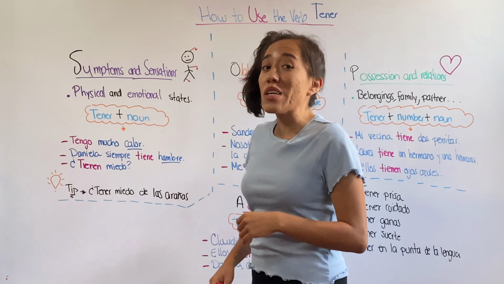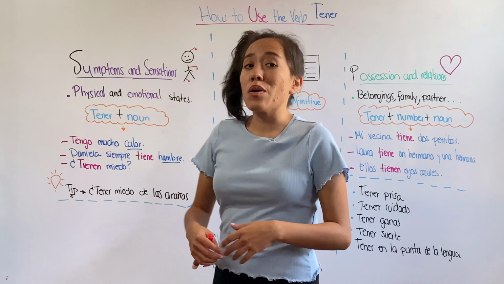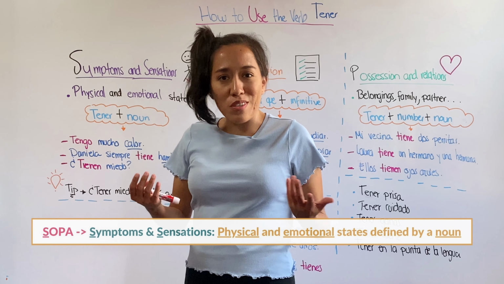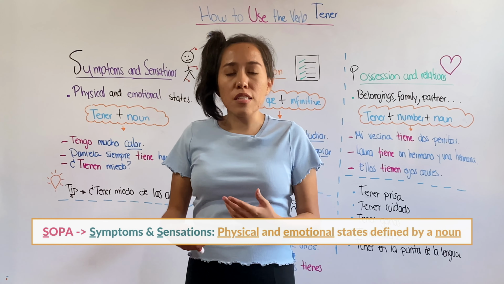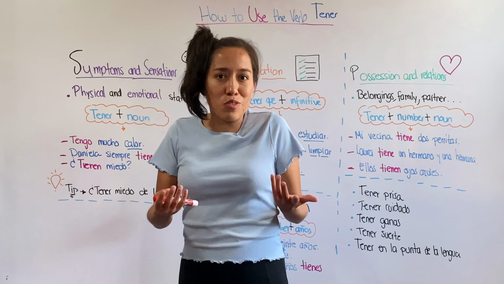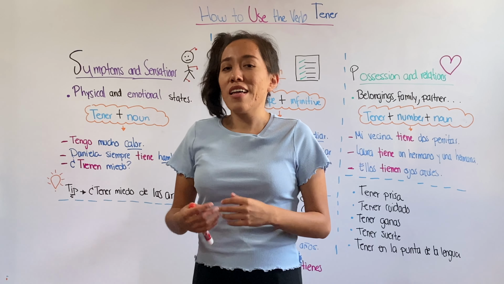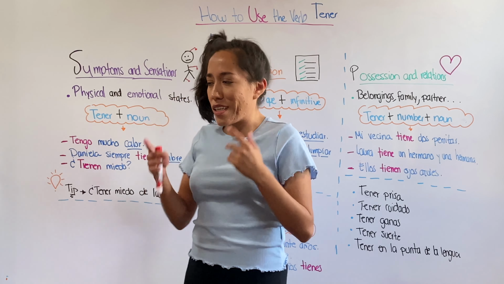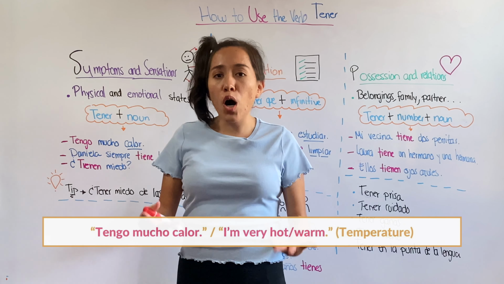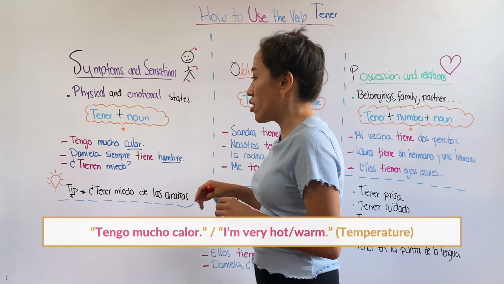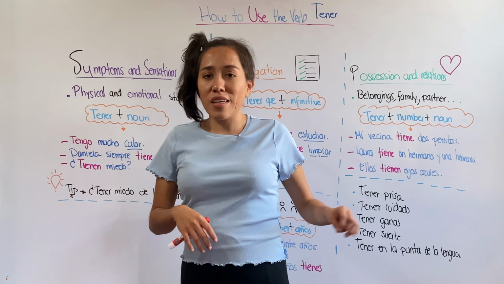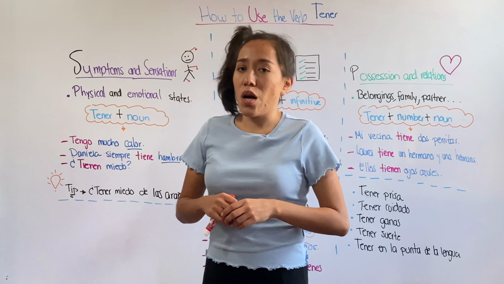In Spanish, we use tener to talk about symptoms and sensations. In other words, in more simple words, this means physical and emotional states. To do this, you're going to use tener plus the noun that expresses this feeling or state. For example, tengo mucho calor. I'm hot. It's true, Mexico is really hot right now. Daniela siempre tiene hambre. Daniela is always hungry.